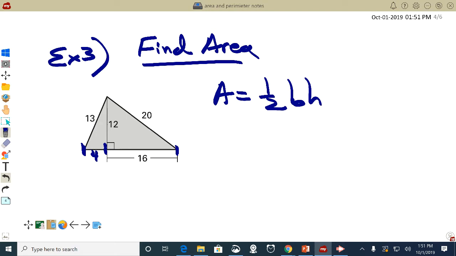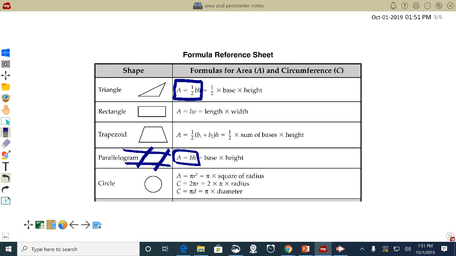Now, the base and the height are always separated by 90 degrees. Notice this 90 degree right here. That's going to separate your base and your height all the time, no matter what kind of shape it is. In other words, if I look at the reference sheet, any shape that has a height in it, like a triangle, or a trapezoid, or a parallelogram, they're always going to be separated by 90 degrees no matter what shape. If you have a height in the formula, then it's going to be 90 degrees with the base.